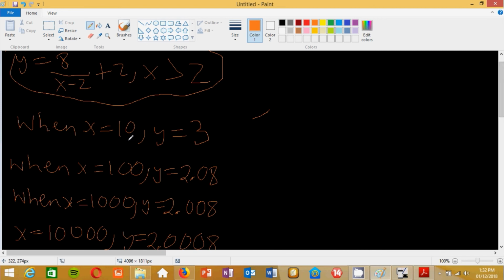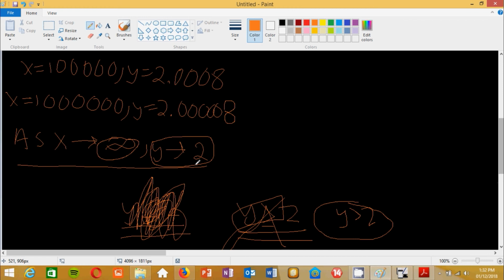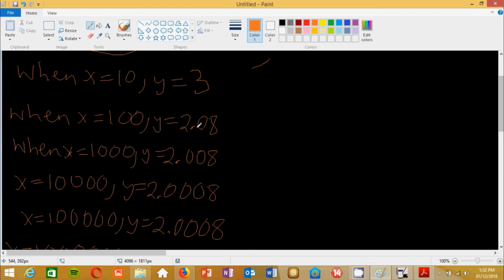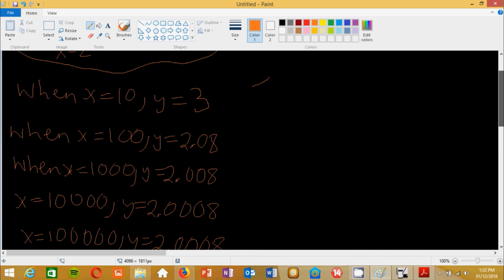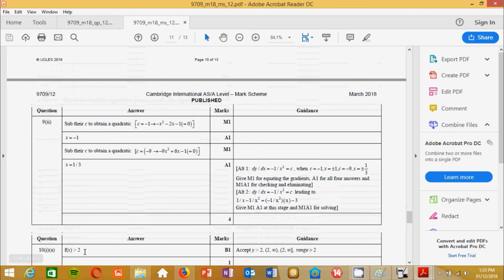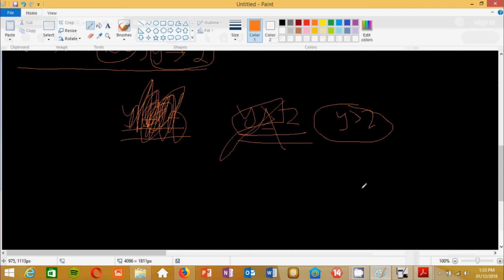So we've seen from this function here that as our x values become larger and larger, our y values are becoming smaller and smaller. But as x becomes so big, y is approaching 2. It's never going to reach 2, but it's approaching 2, as you see here: 2.08, 2.008, 2.0008, and so on and so forth. So y is always going to be greater than 2, and that is actually going to be the range of this function. F of x is greater than 2. It's f of x, not y. I just called it y, but it's actually f of x is greater than 2.